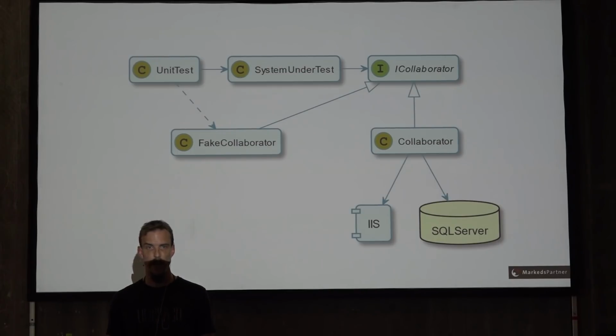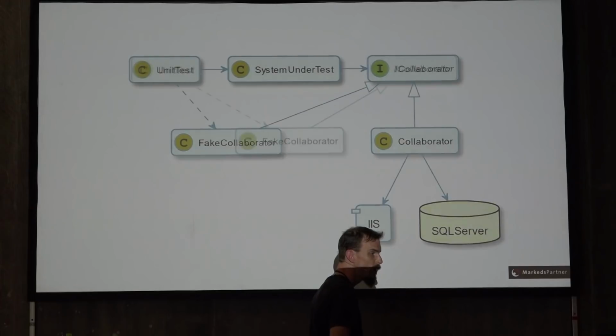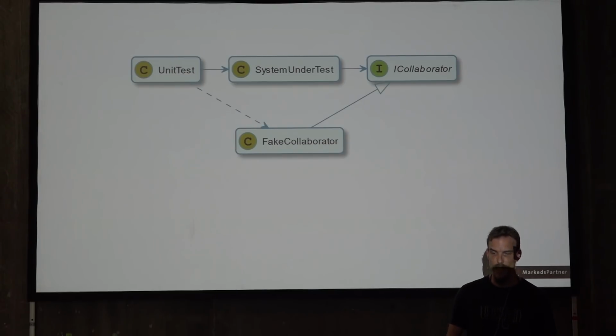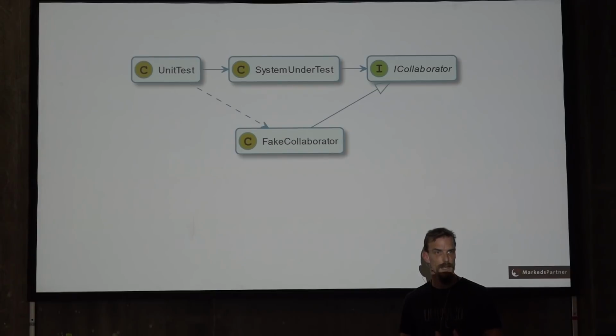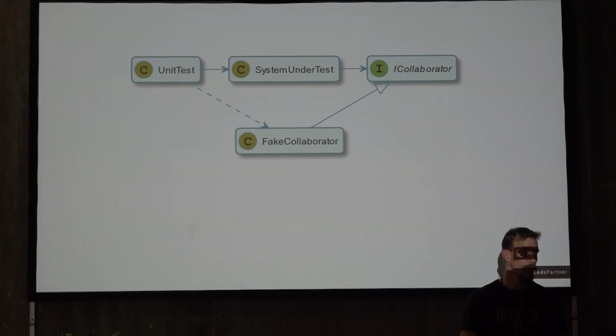So we create a fake collaborator that the test creates and feeds to the system under test, instead of having it automatically instantiated in that class. By doing that, we can remove those dependencies for our tests, and we can still see if the system under test actually collaborates well, actually integrates well with its collaborator.